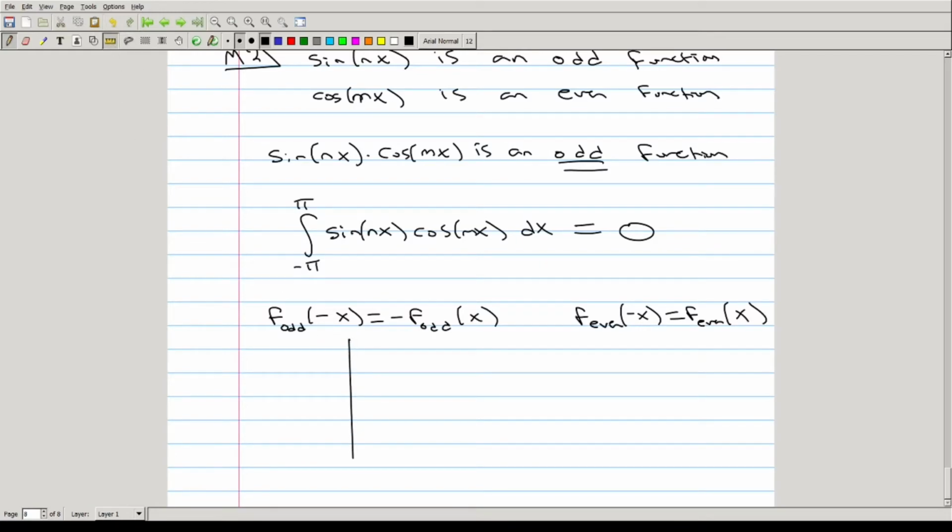In terms of graphs of the function, if an odd function, say, looks like this to the right of the x-axis, the right of x equals 0, so the right of the y-axis, to the left of the y-axis, it's going to be flipped across both the x and y planes.